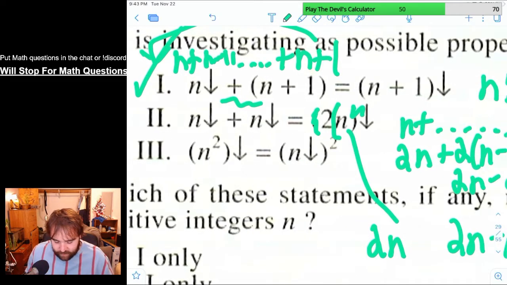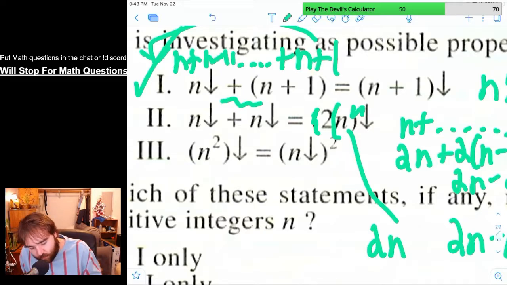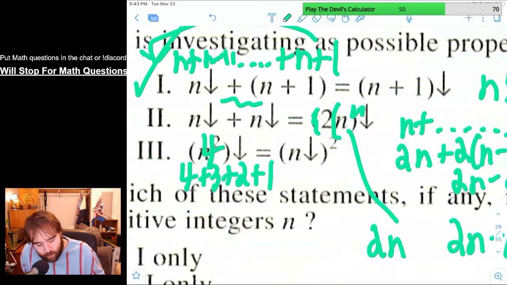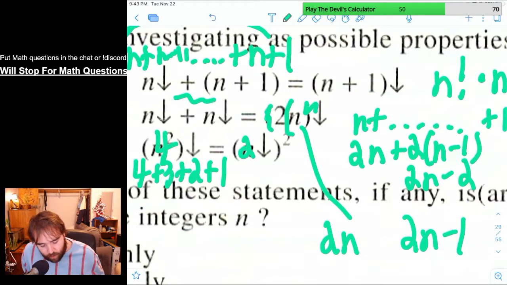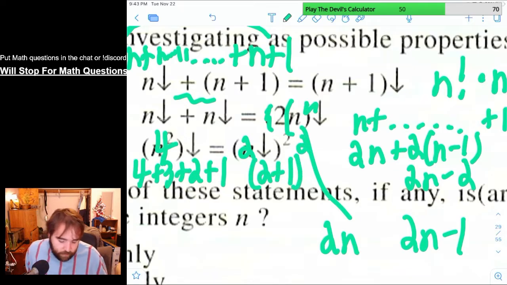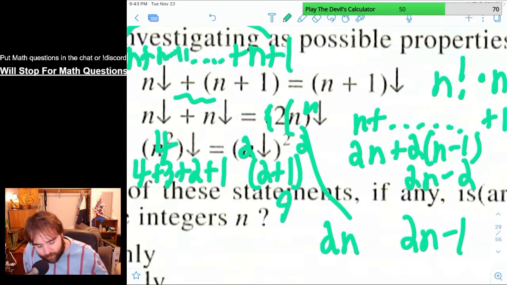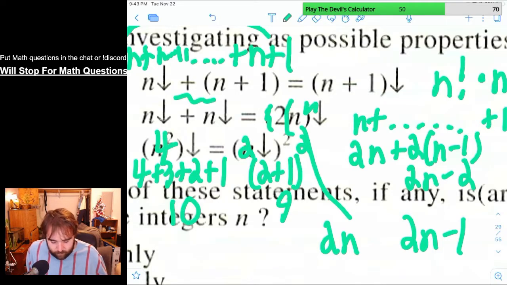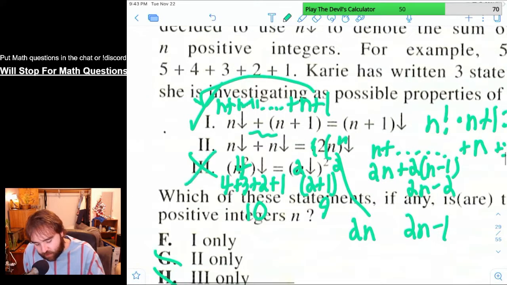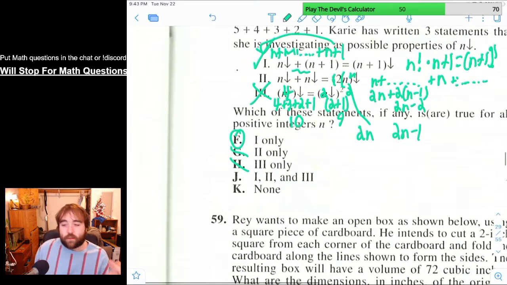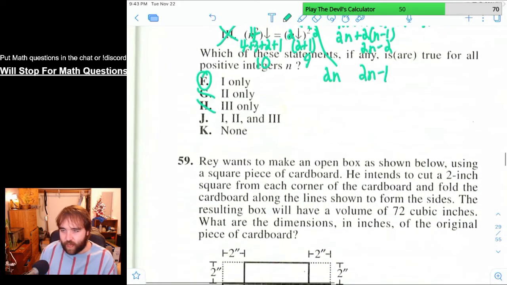So if it's n squared, I guess we could do real world examples too. We'll just do if n is 2. That means we're doing 4 plus 3 plus 2 plus 1. If n is 2 here, that means we're doing 2 plus 1, but then we're squaring it. That might be the same here, maybe not, but it's definitely not always going to be the same. And no, it's not even the same here, because you get 10 for this. So 3 is definitely not true, which we already knew since 2 wasn't true, F had to be true. F is the answer.